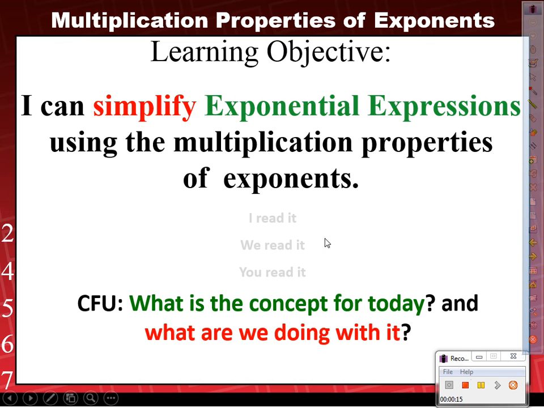Tell your neighbor what concept we're still on. What concept are we still on? That is correct. Exponential expressions. Very good. So, what do we know once we know the concept? What do we do with that? Yes? We put it in the little thingy.